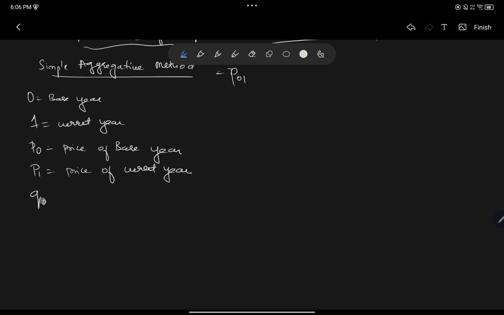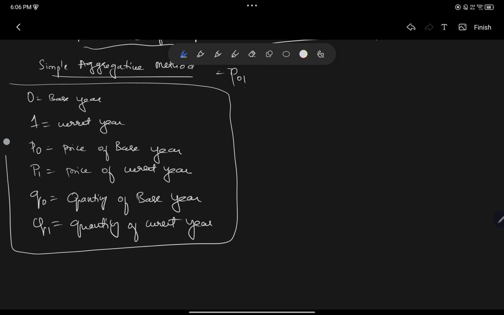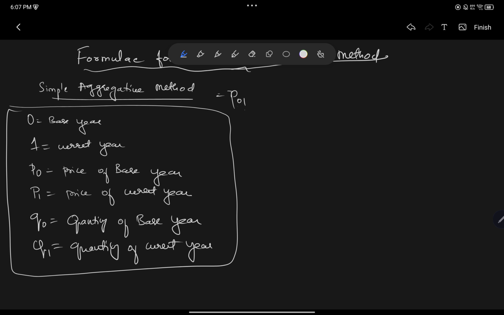In the same way, Q0 means quantity of base year. Q1 means quantity of current year. So now these values you need to remember. I know you are smart enough to remember all these things. So here P01 means the price index from base year to current year. We used it in the simple aggregate method.